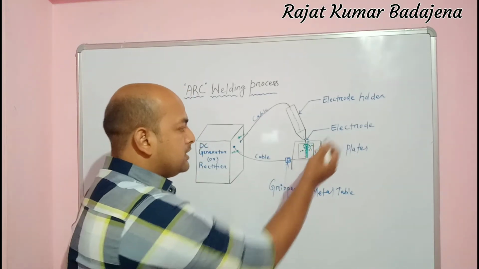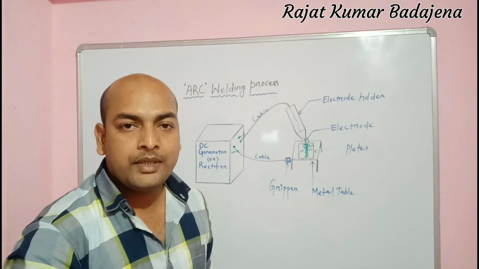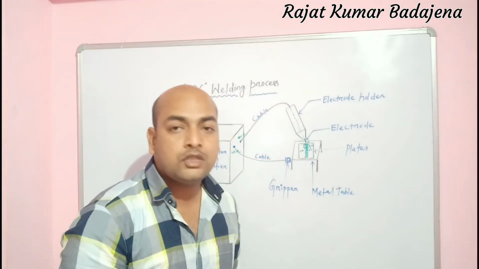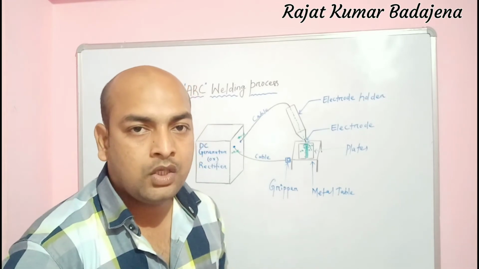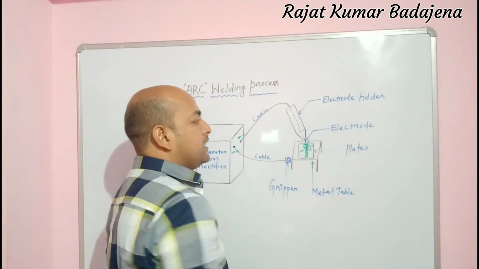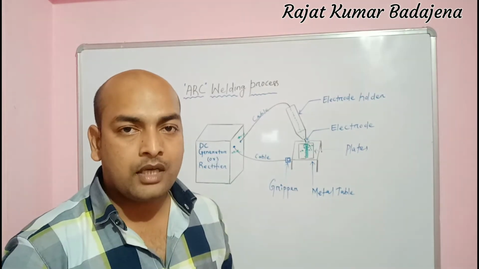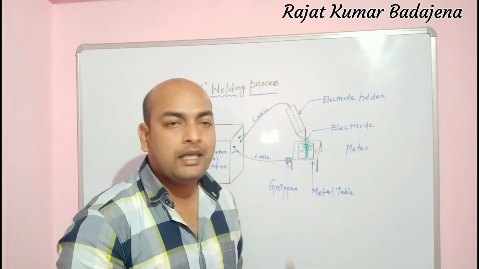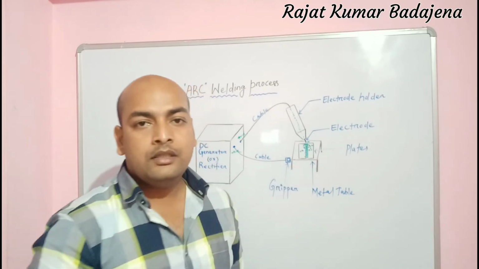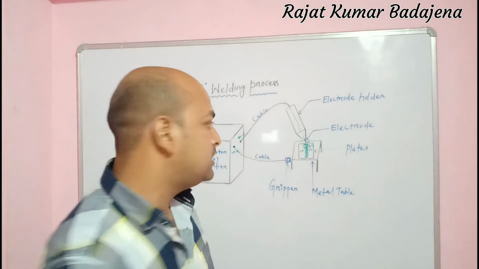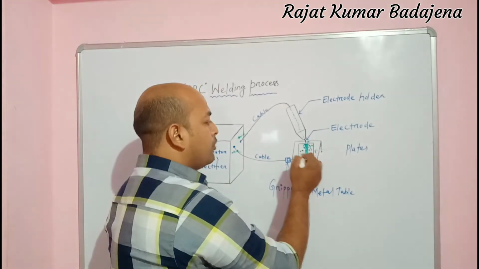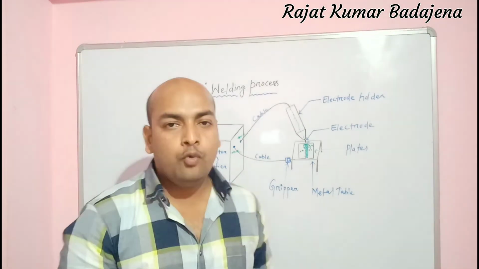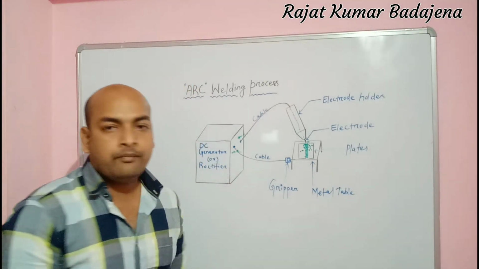Okay, this electrode is coated with flux. So what is the main function of the flux? The function of the flux is to prevent air contact. The electrode is coated with flux so that while the welding process is carried on, it prevents air contact between the two workpieces. So the metal is easily welded with the help of the DC generator.